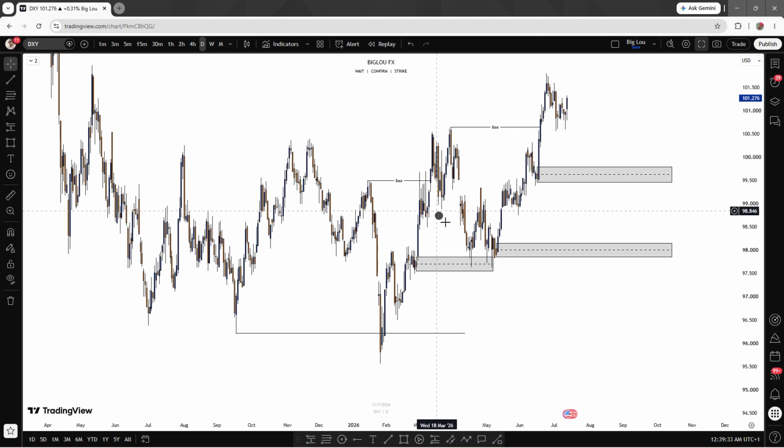I frame the story. There's a storyline. Where's price coming from? Where's price heading to? Why will price have to come down here? And why will price have to do this, do that? So if you can frame all of this, it becomes a lot easier for you.